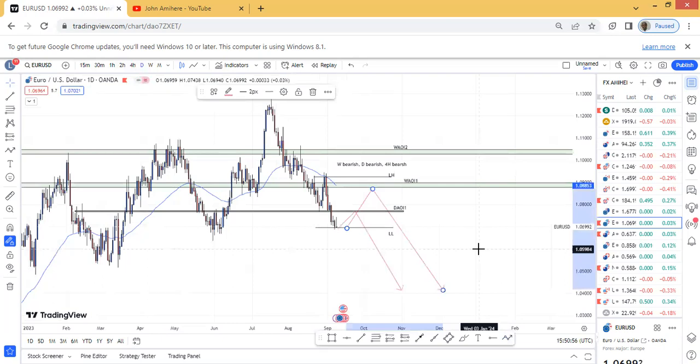So my overall bias for EU for the coming week is downtrend. So I will be looking for nothing but to sell the market next week.